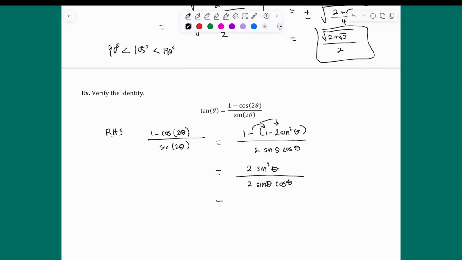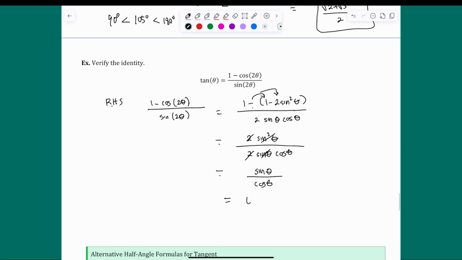And of course you could cancel out a 2 there, and also one factor of sine on top and bottom here as well, so that leaves 1 sine on top, and then on the bottom we're left with just cosine of theta, which is actually just tangent of theta, which is the left hand side. And so we're done.